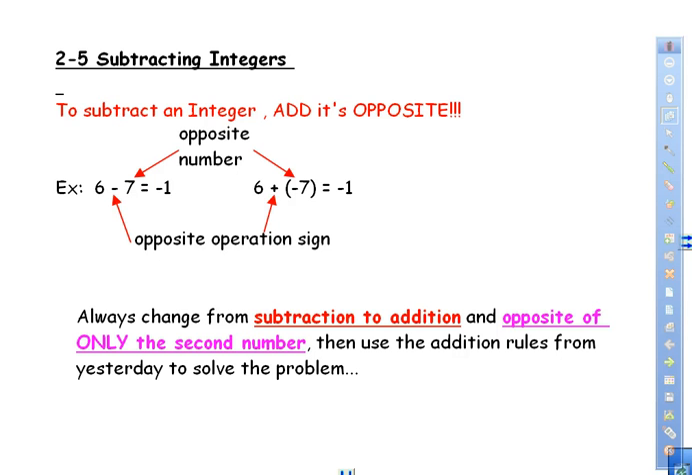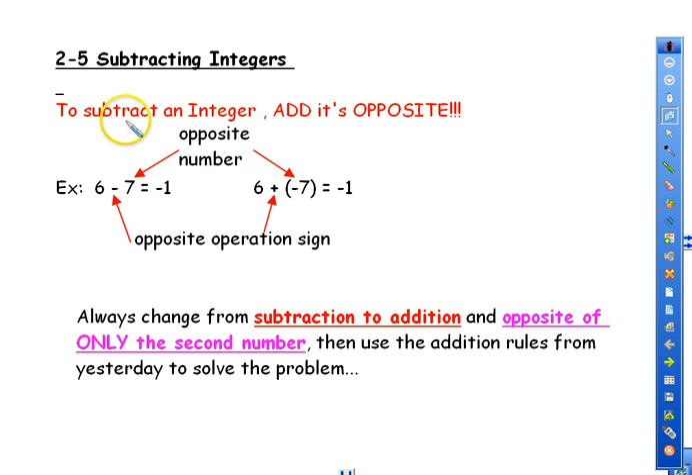This is 2-5 subtracting integers. And you're going to find that subtracting integers is actually very similar to adding them. We just have to do one extra step, which is what we call adding its opposite. So what I want you to do is go ahead and hit pause and write down this information before we discuss it. So go ahead and do that.